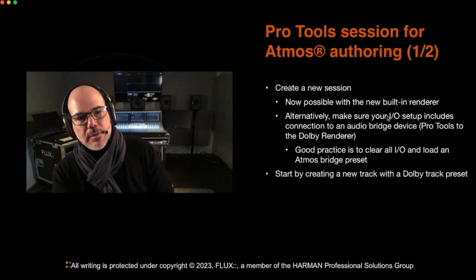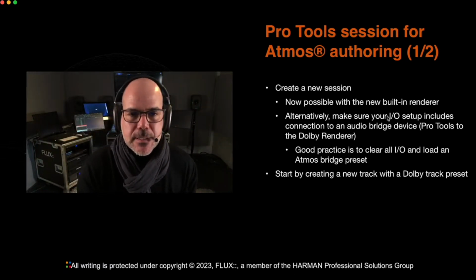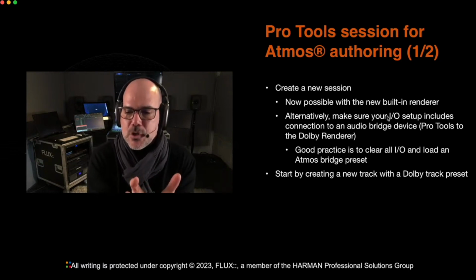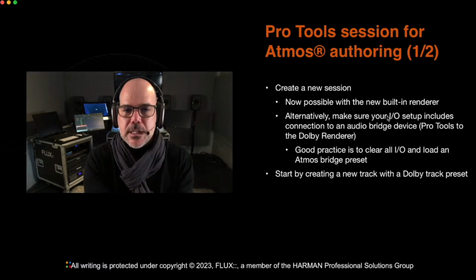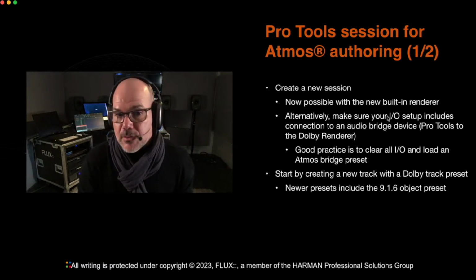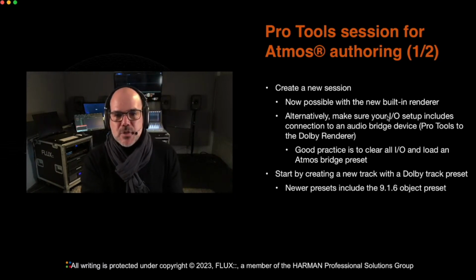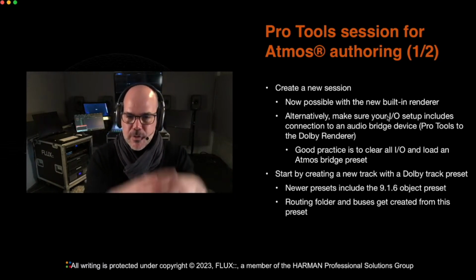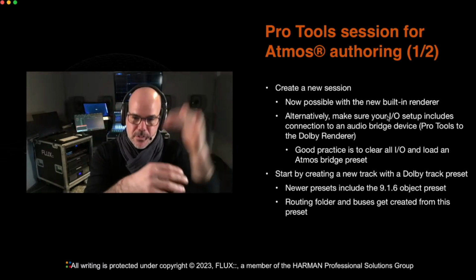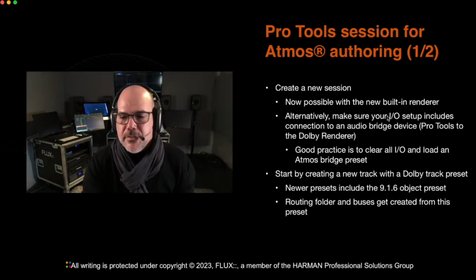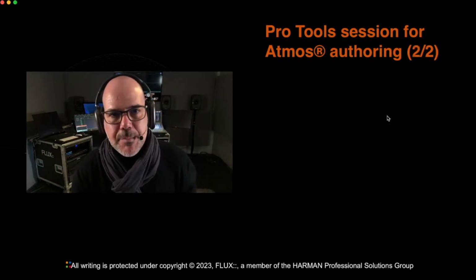For the ones that work with this all the time, they know this. And as you saw me do, I basically started by creating a new track with the Dolby track preset. I've created the 9.1.6, and that track is actually what we call a routing folder. It's a fairly new thing called an object preset, and it creates the routing folder and the buses needed, an input bus and an output bus, in a single snap. So very, very rapid to do.